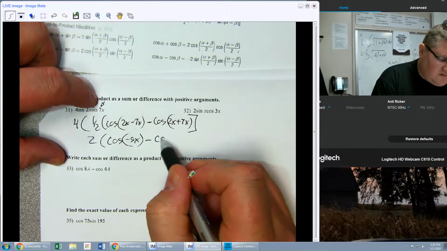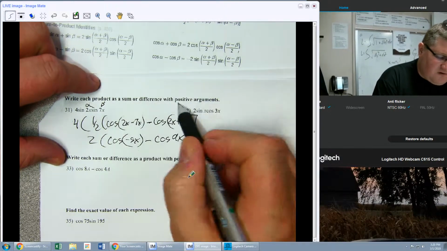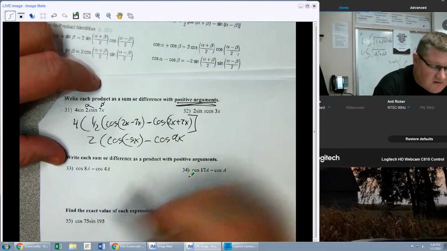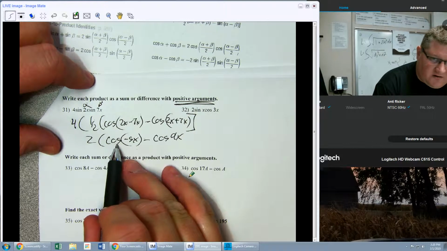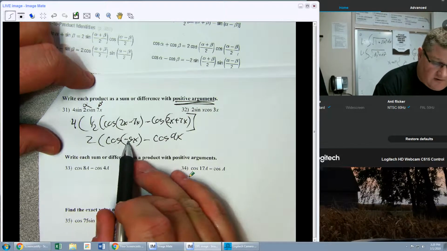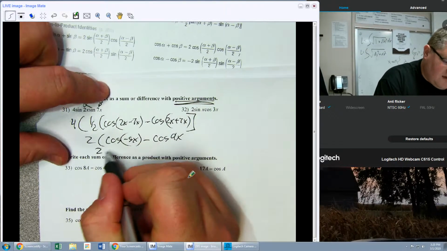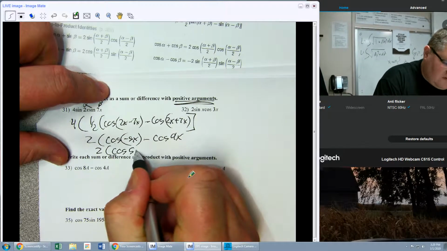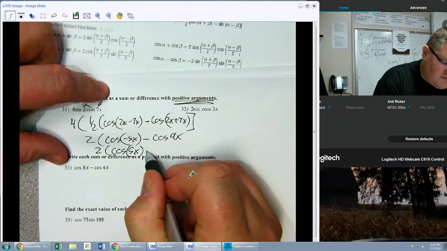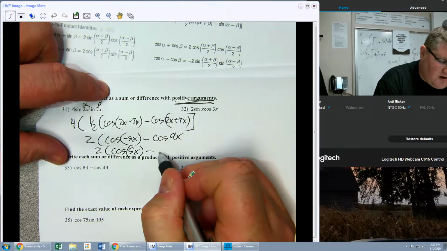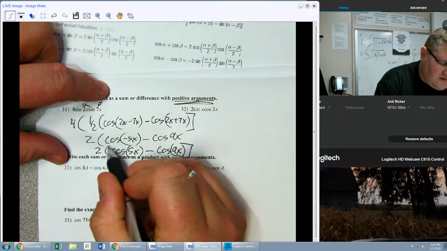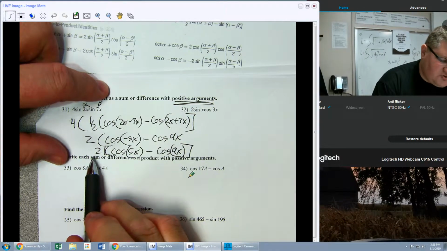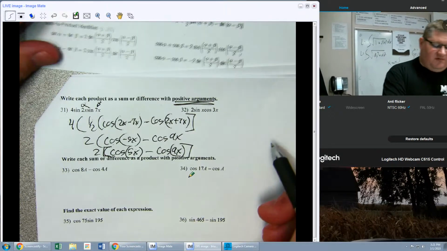minus cosine of 9x. Now, it says with positive arguments. So if I want that, all I have to ask myself is, hey, is cosine odd or even? The answer is it's even. So what happens to the negative in here? It goes away. So because it's even, that negative goes away. If this were a sine, the negative would go out front. And it's still in parentheses or in brackets if you wish, because you got the 2 out front. Same thing's going to happen over here.